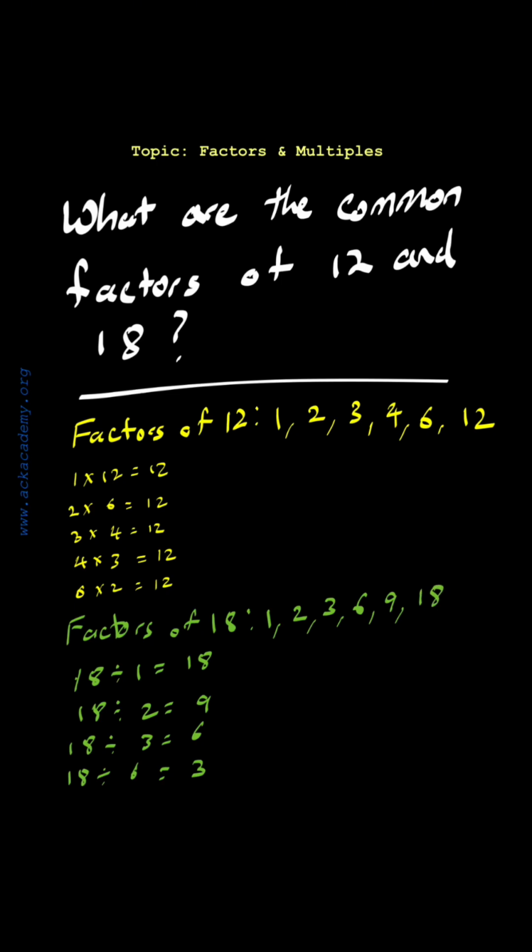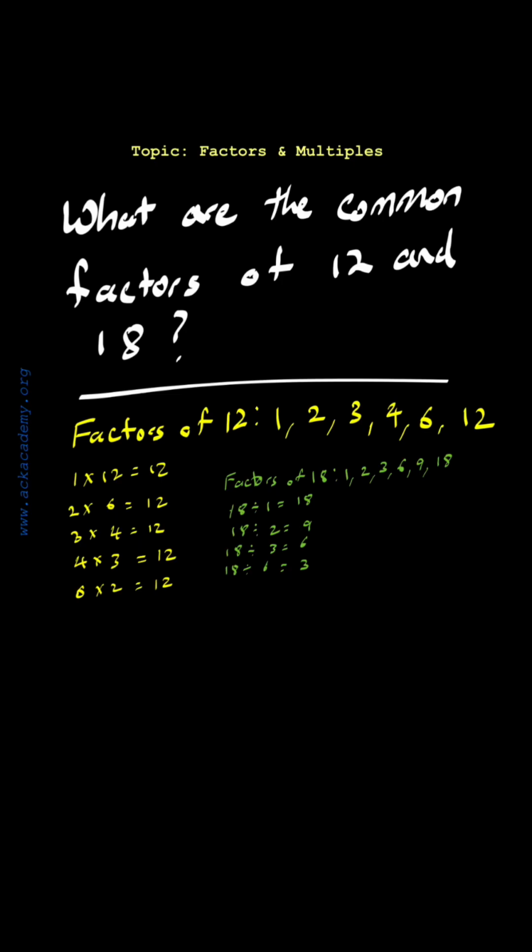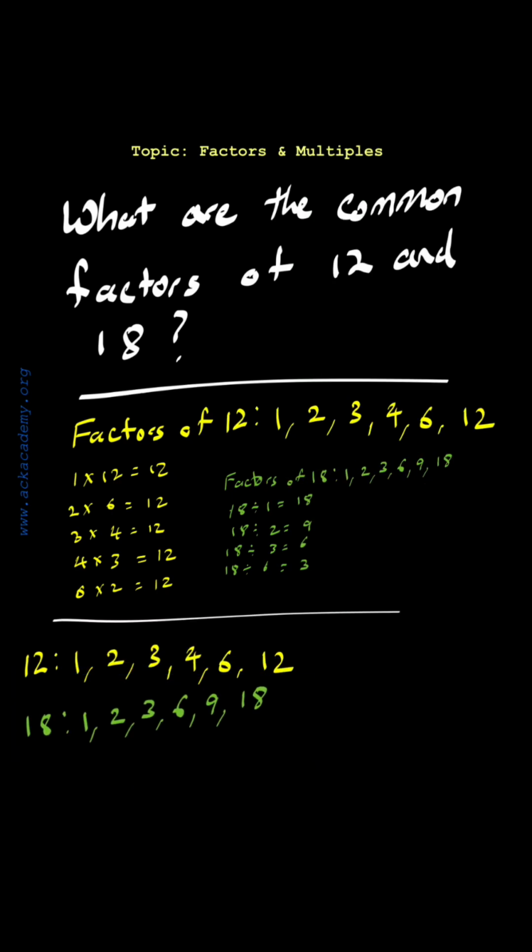Okay, so now we have the factors of 12 and we have the factors of 18. So the question is, what are the common factors? What are the numbers that are both factors of 12 and factors of 18? So let's see. We see that 1 is a factor in both 12 and 18. 2 is a factor in both of them. 3 is a factor. 6 is a factor in both of them, but not 4, not 12, not 9 or 18.